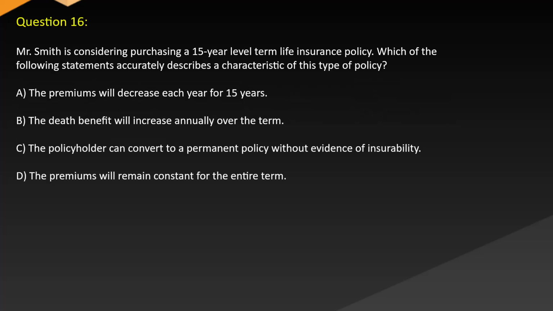Question 16. Mr. Smith is considering purchasing a 15-year level term life insurance policy. Which of the following statements accurately describes a characteristic of this type of policy? A. The premiums will decrease each year for 15 years. B. The death benefit will increase annually over the term. C. The policyholder can convert to a permanent policy without evidence of insurability. D. The premiums will remain constant for the entire term.